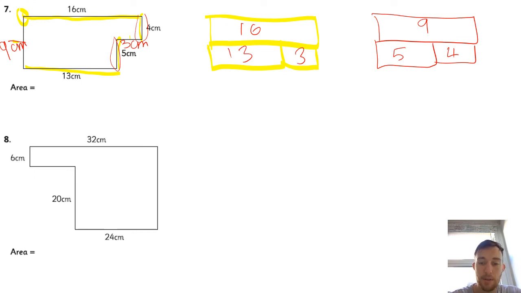Okay, so now I'm going to split my shape into two, either rectangles or a rectangle and a square. So I'm going to split it here. I could split it this way, but I'm looking for the easiest ones to work with. Okay, so I'm going to get rid of that. Now I'm looking for a length and a width. So 4 centimeters multiplied by 3 centimeters would be 12 centimeters squared. That would be the area of that small rectangle there.